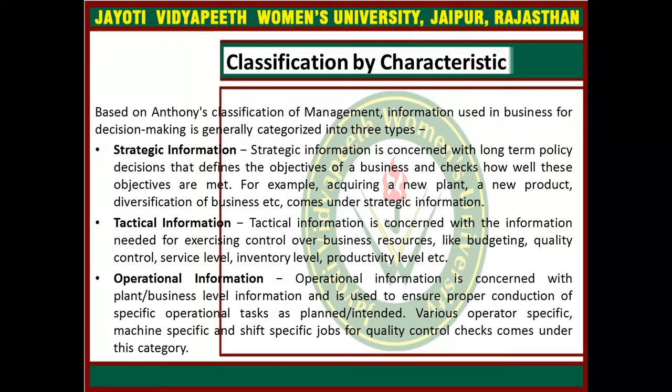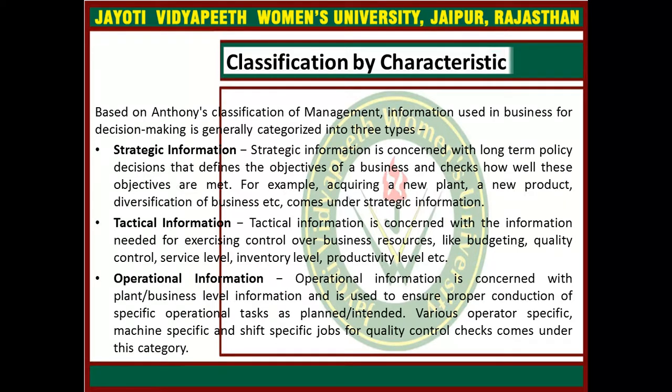Classification by characteristics. This is basically based on Anthony's classification of management. Information used in business for decision making is generally categorized into three types. First is the strategic information, then tactical information, and the operational information. Strategic information is basically concerned with long-term policy decisions that define the objectives of business and check how well these objectives are met.